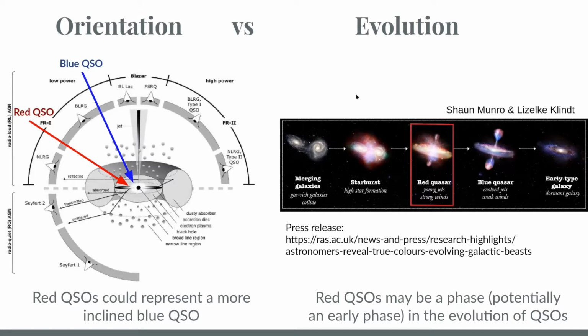So this little comic strip was taken from a press release following a former PhD student at Durham, Lizelka Klint's 2019 paper. And this is just one of the models that you could imagine where a red quasar could be in a younger phase and then evolve into a blue quasar. So our work's been really interested in trying to distinguish between these two scenarios.